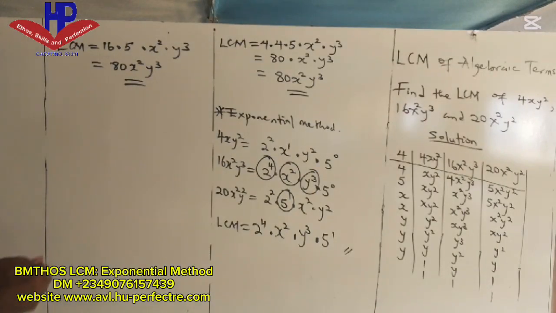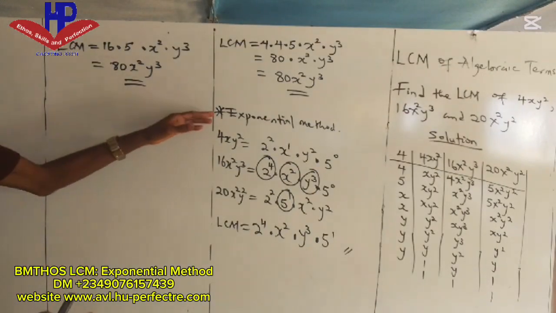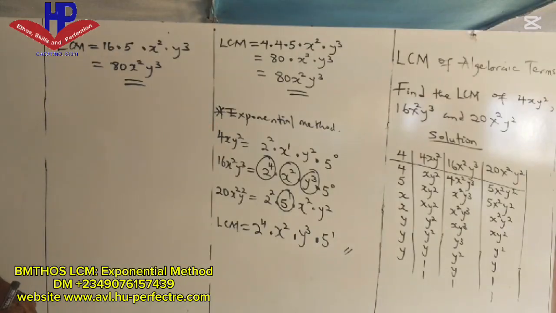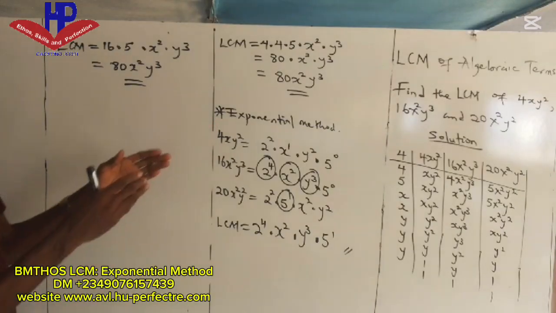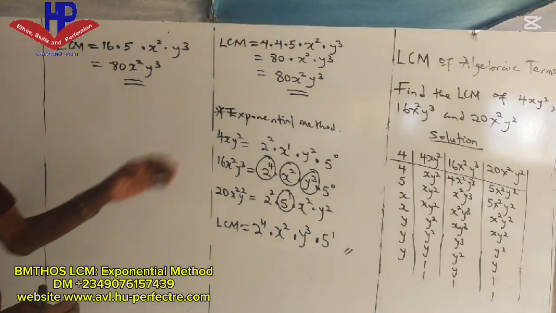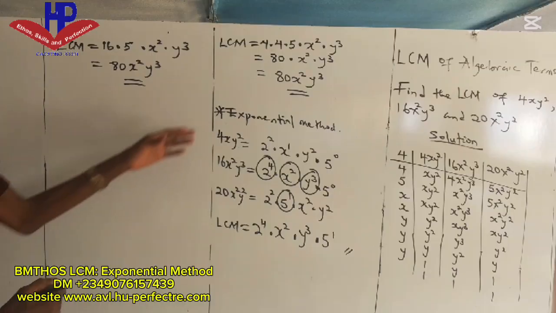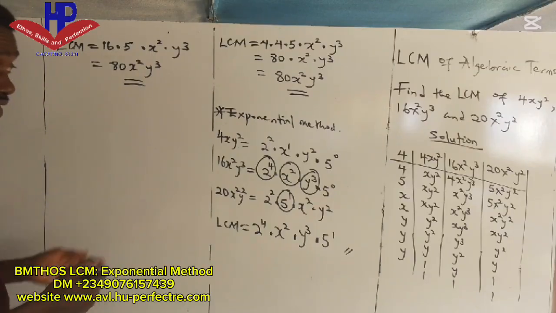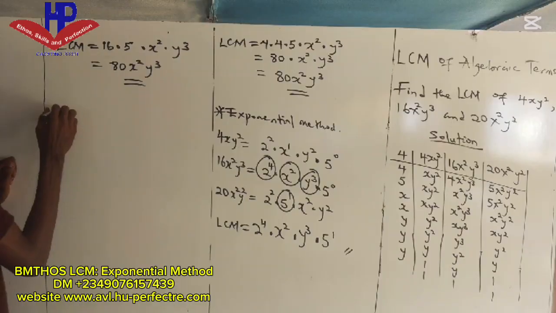You can see that our answer using the exponential method and our answer using the tabular method are the same. So this is how you solve problems that are algebraic when it comes to LCM, or how to find the LCM of algebraic terms. Either you use the tabular method or you use the exponential method. It's as simple as this. So carefully go through the class and you should solve this yourself.